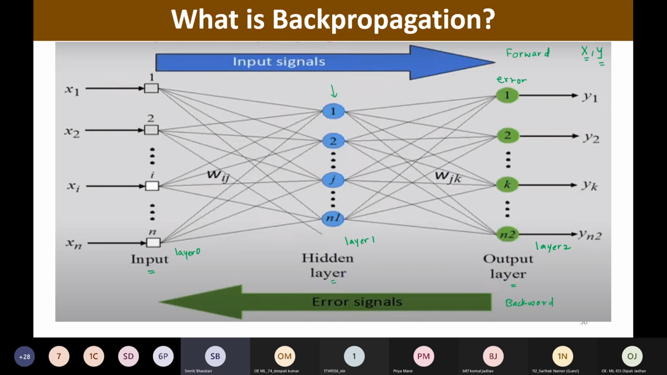So how can I find out the error at the hidden layer? That is the question. Because the error can be computed at the output layer, since I know the actual output and I can find out the observed output of the network. So the error can be computed at the output layer only. But if I want to find out the error at the hidden layer, it is not possible for me to compute it directly at the hidden layer.